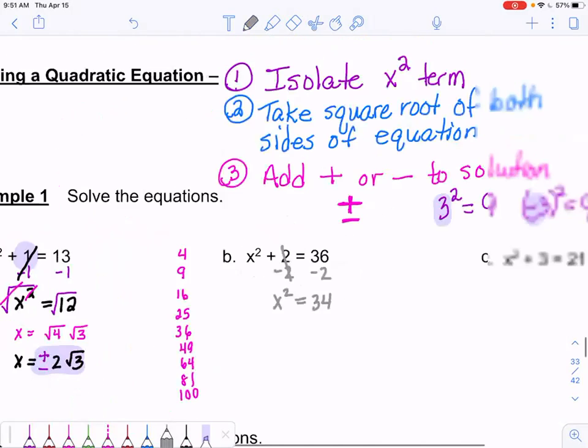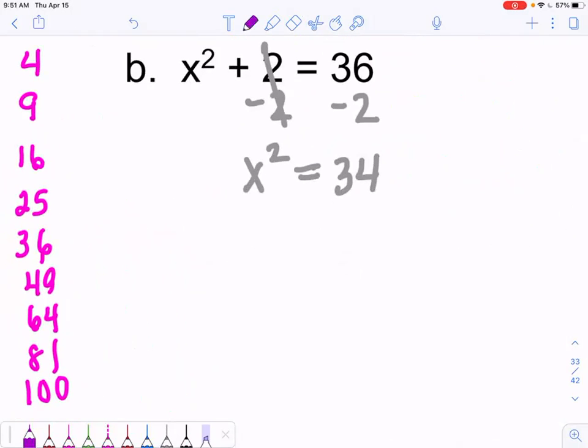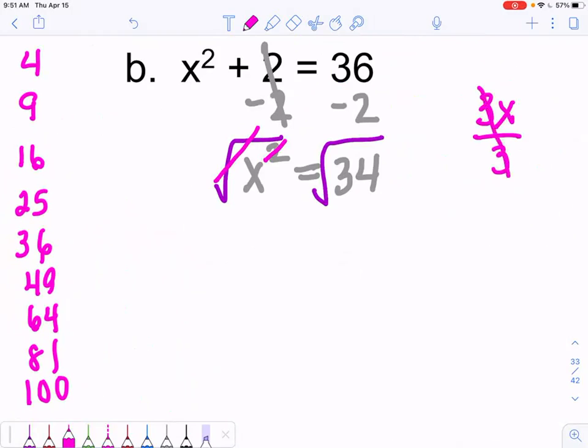Step 2, take the square root of both sides of the equation. The reason we're doing that is because we need the square and the square root to cancel. So if I had 3 times x, I would divide by 3 to get the x by itself. Well, the way you get a squared by itself is by taking the square root. Our whole goal is to solve for x. On the other side, we have the square root of 34.